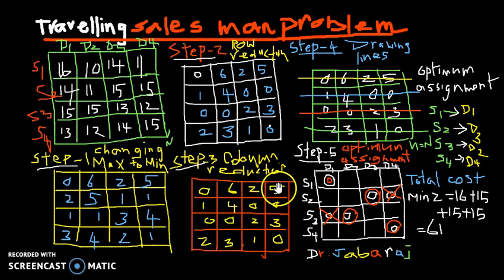The first row, no 4 zeros, only one 0. Second, no 4 zeros. No 4 zeros. Now the next maximum number of zeros that can occur in a row or column would be 3 zeros. Am I right? So I am searching for rows or columns with 3 zeros. Any 3 zeros? No. No 3 zeros.